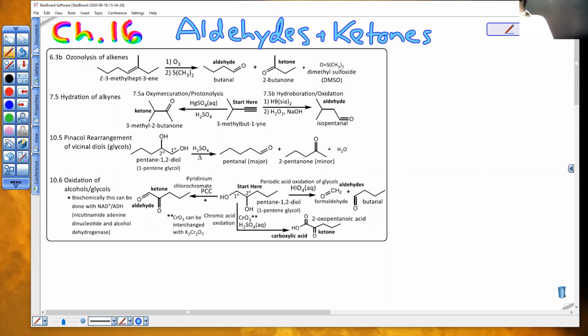We got a taste of aldehydes and ketones in Chapter 15 when we reacted them with Grignard reagents and organolithium reagents. But first, before we get into reactions of aldehydes and ketones, let's review reactions we've seen in the past that make aldehydes and ketones. And then we'll look at nomenclature and we'll see how far we get.